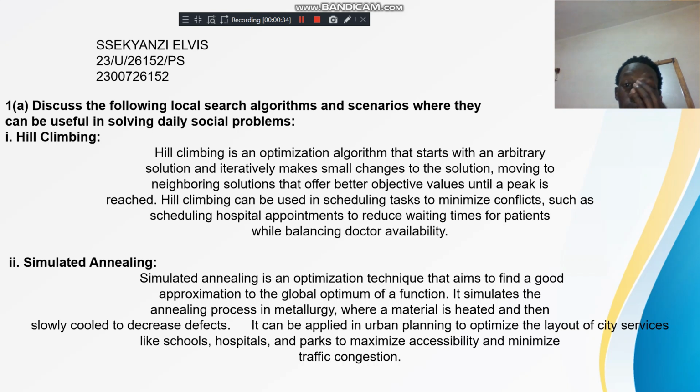Hill climbing can be used in scheduling tasks to minimize conflicts such as scheduling hospital appointments, reduce waiting time for patients, or balancing doctor availability.